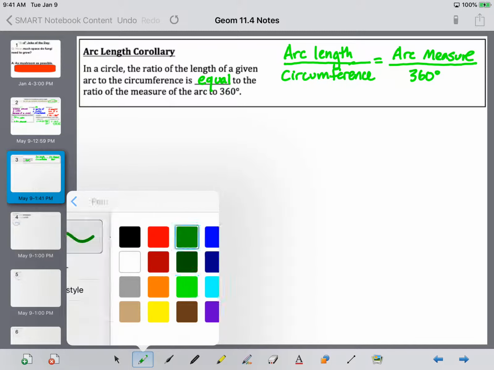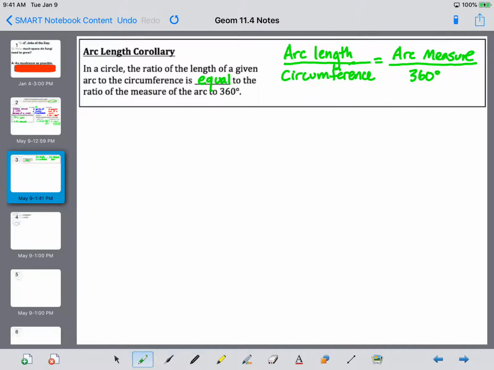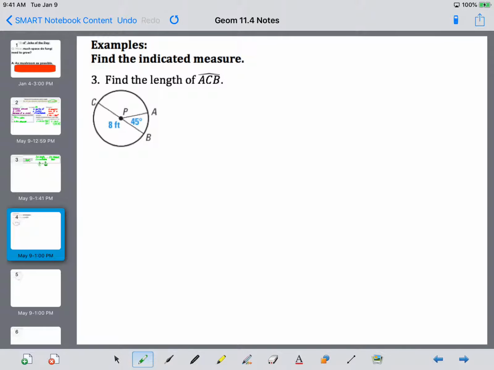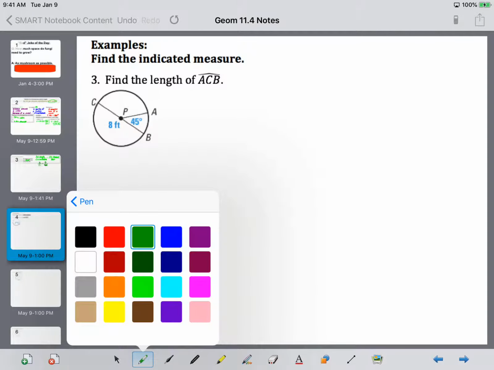And we oftentimes like to shorten that down, so we'll use some symbols. Remember, arc length is S, circumference is C, and that's equal to arc measure, which we use the Greek letter theta to represent that angle, divided by 360. So you might see where we're going with this. We're going to do some cross multiplying to find missing variables. All right, so let's jump into our first example of that.